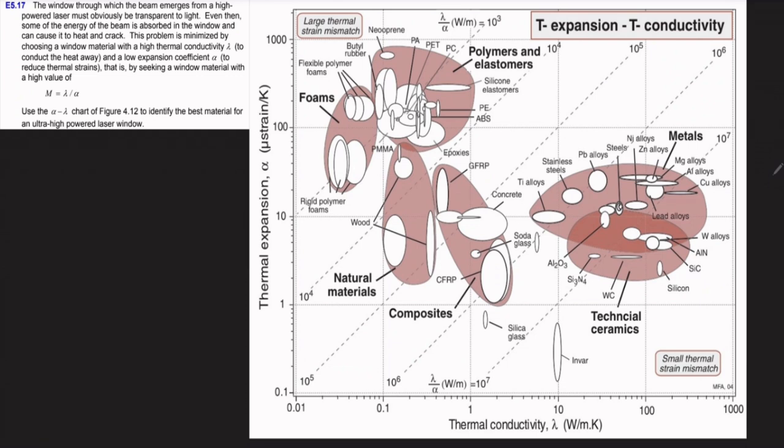Okay, for question 5.17, take a second, pause the video to read the question. If you've read the question, they're looking for a material used to make a window where beams can pass through. For beams to pass through, the material has to be transparent. So that's one of the criteria.